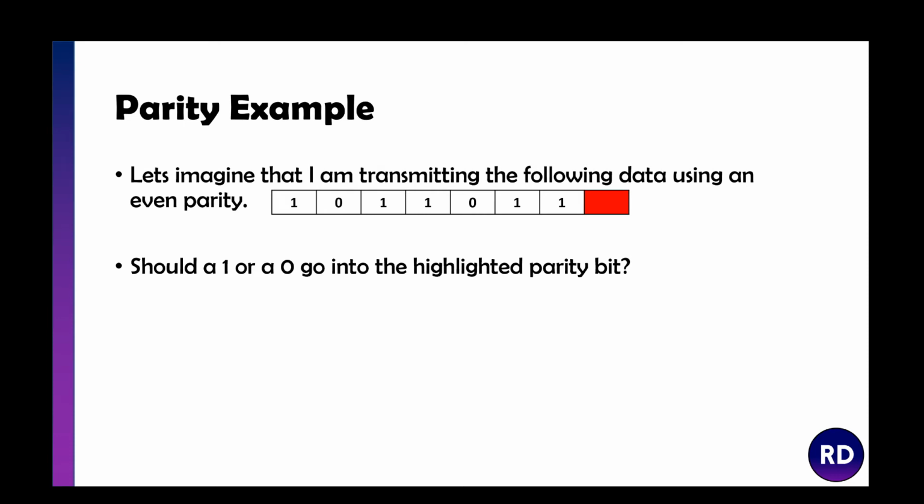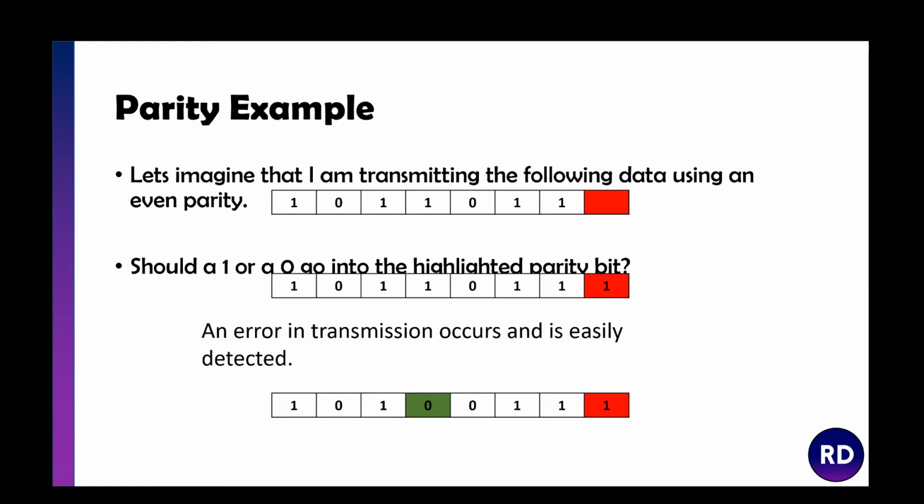Let's imagine that I'm transmitting this data using even parity. We take a look and count the ones: 1, 2, 3, 4, 5. So we need to put a 1 in there, because we've got 5 ones and there should be either 4 or 6. So I can put a 1 in there, like that. If there's an error in transmission, it's easily detected because we count again. We've got 5 ones, because this 1 has turned to a 0, so there's been a mistake there, there's been an error.